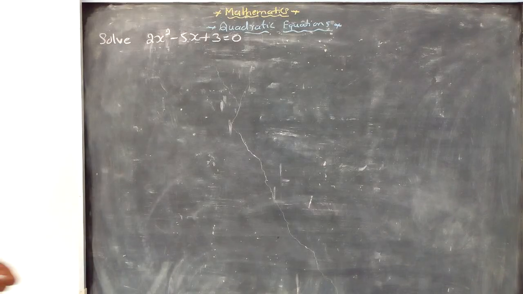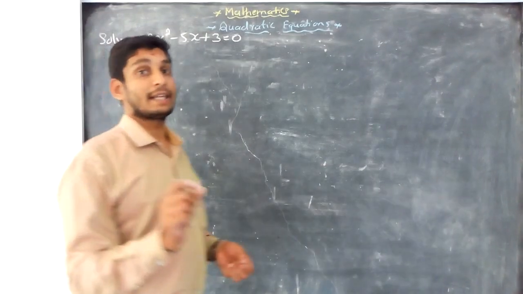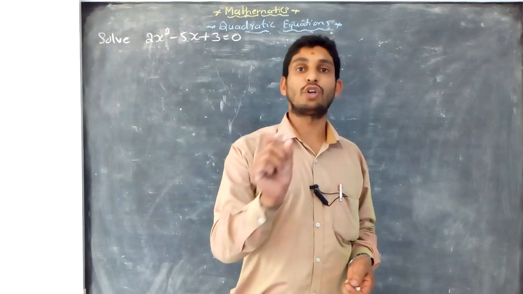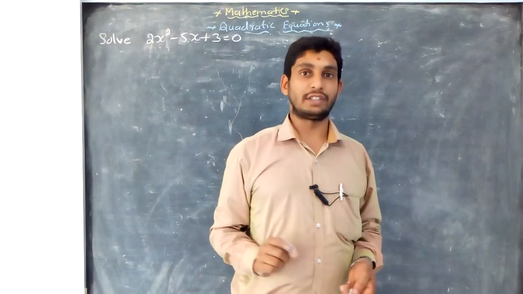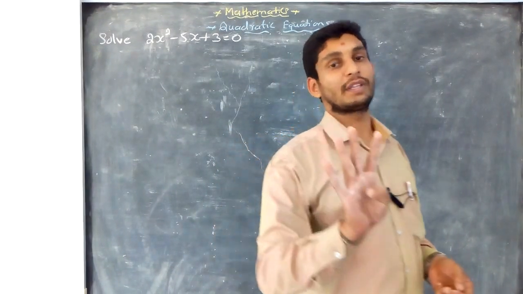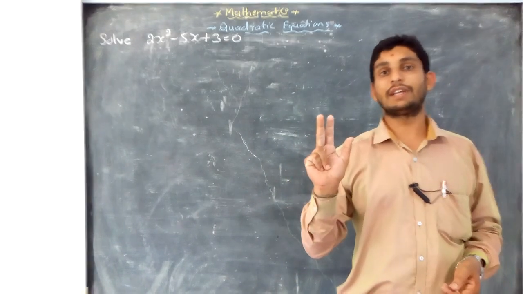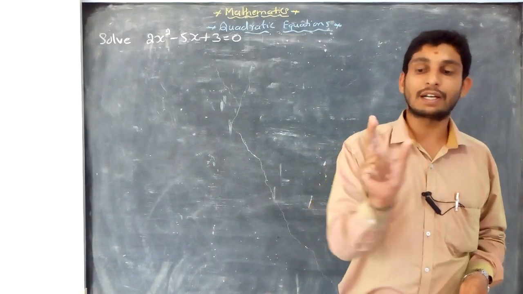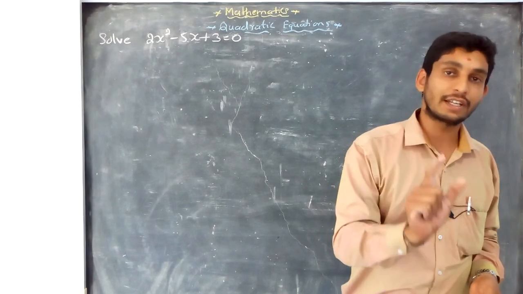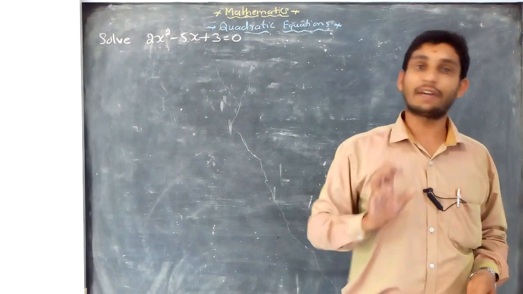Yes, let us continue the lesson. We are in the factorization method of solving quadratic equations. You already learned there are four methods. One is factorization, another one is the completing square method. Next is Sridharacharya's formula. Last one is the graphical method.